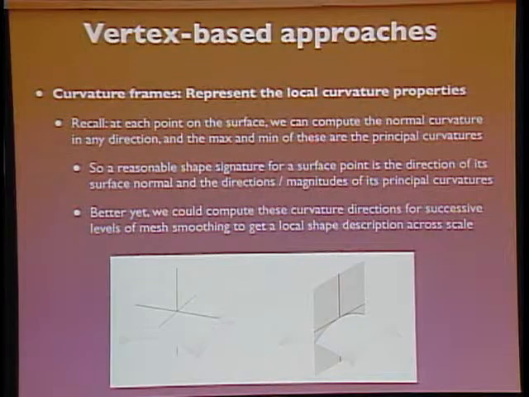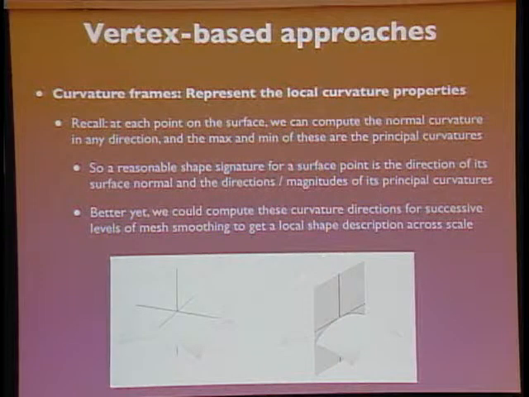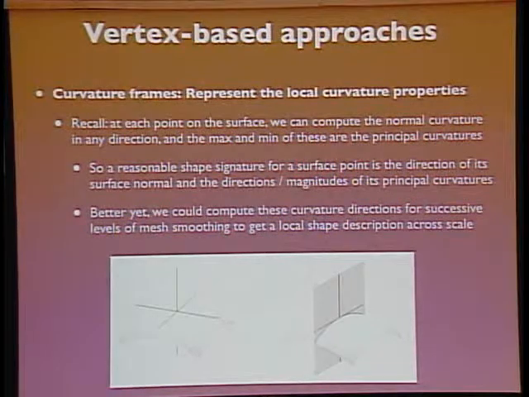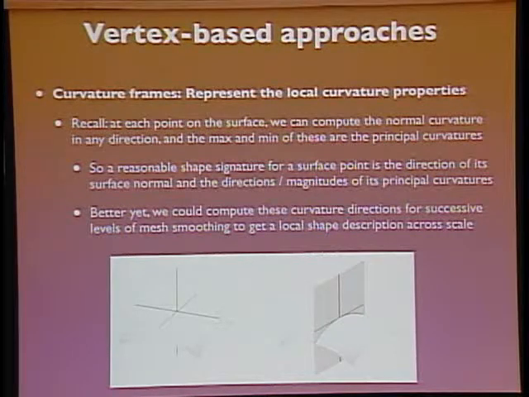Iteratively removing detail as you smooth and smooth and smooth. So you can imagine calculating the directions of your maximum and minimum principal curvatures across scale in this sense. So you smooth once and you calculate the principal curvature, smooth again, calculate the principal curvatures again. That'll give you a sense of how the geometry of the object seems to change as you change the scale or the level of detail. And these are called curvature frames.